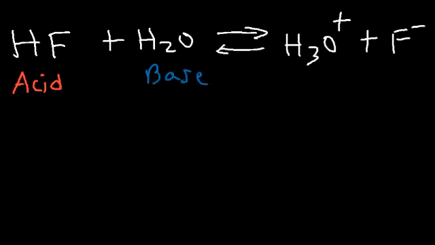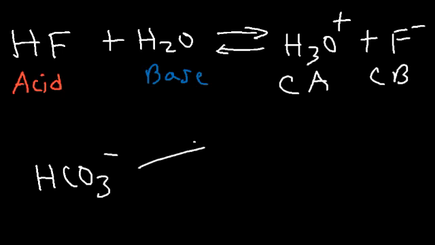The hydronium ion is the conjugate acid. Whenever you add a hydrogen to a molecule, you create a conjugate acid. Fluoride is the conjugate base. Whenever you take away a hydrogen, you create the conjugate base. So, for example, consider the bicarbonate ion, HCO3-. What is the conjugate acid and the conjugate base of this particular ion?